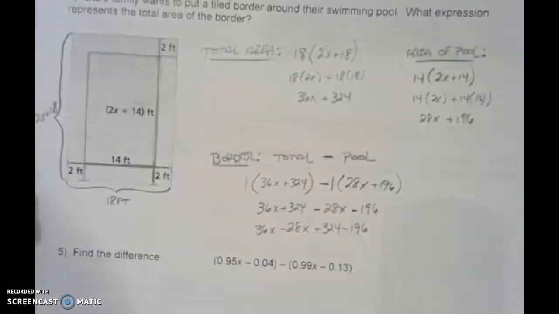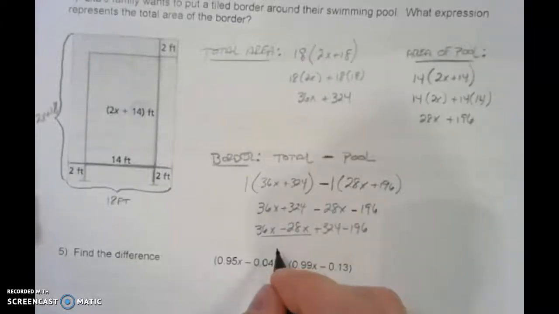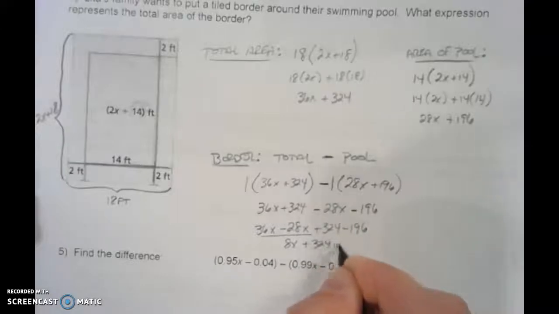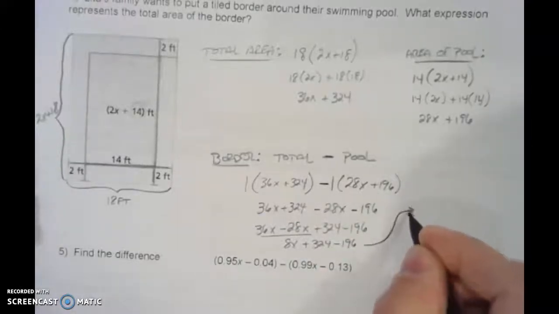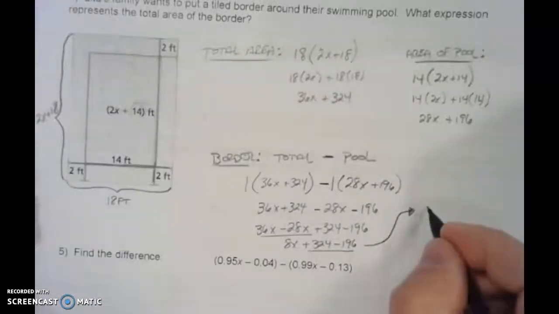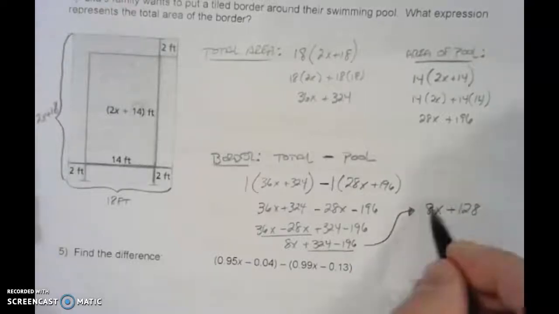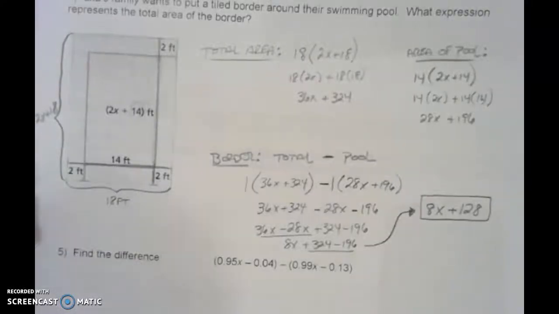Okay, and now I'll combine my similar terms. 36x minus 28x, that's going to leave me with 8x plus 324 minus 196. And I'll just bring this over here. When I do 324 minus 196, that's going to leave me with 8x plus 128. And so this expression right here represents the area of just the tile border.